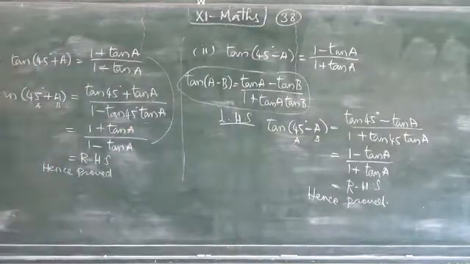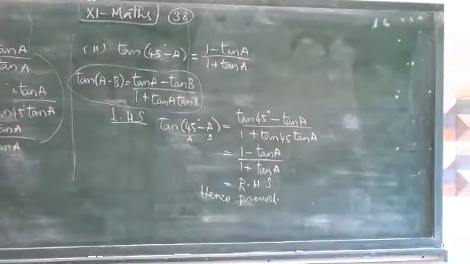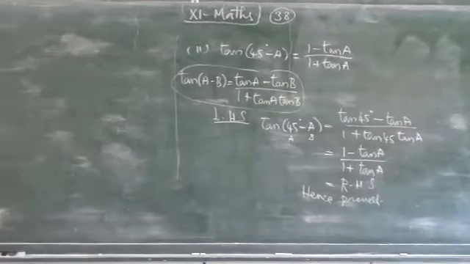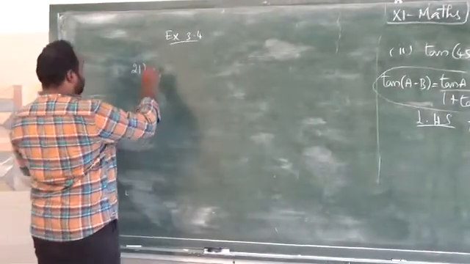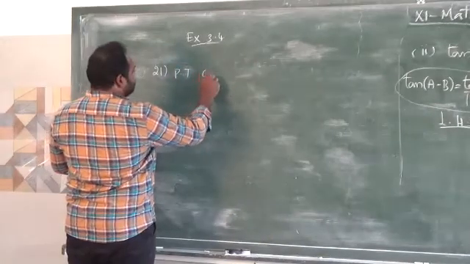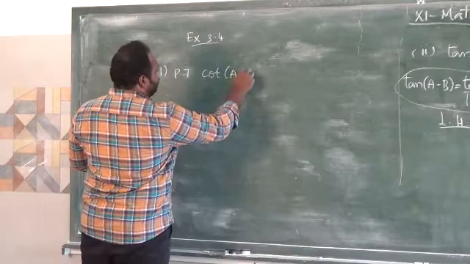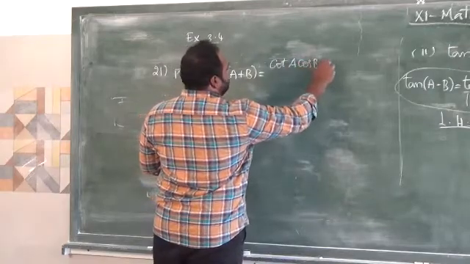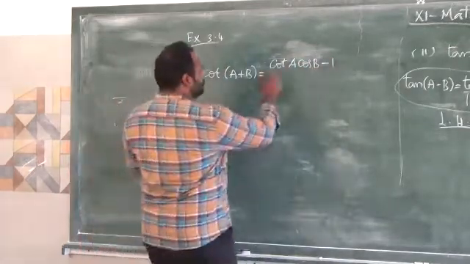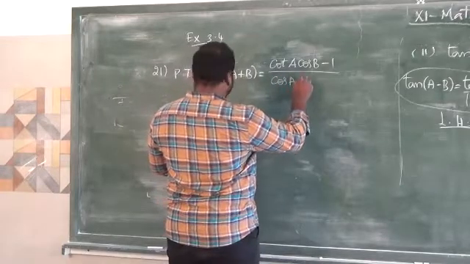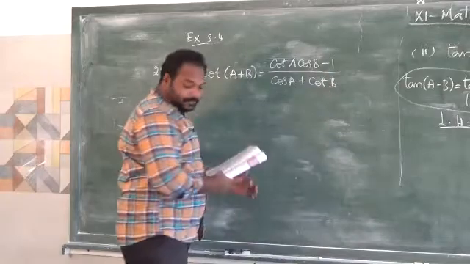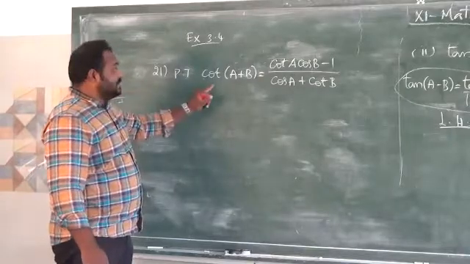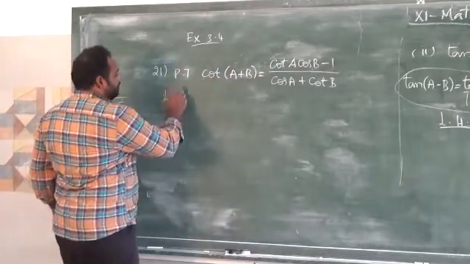Now question number 21. Prove that cot A plus B equal to cot A cot B minus 1 by cot A plus cot B. See here we have been given cot A plus B. I am going to take the LHS side and prove the RHS side.